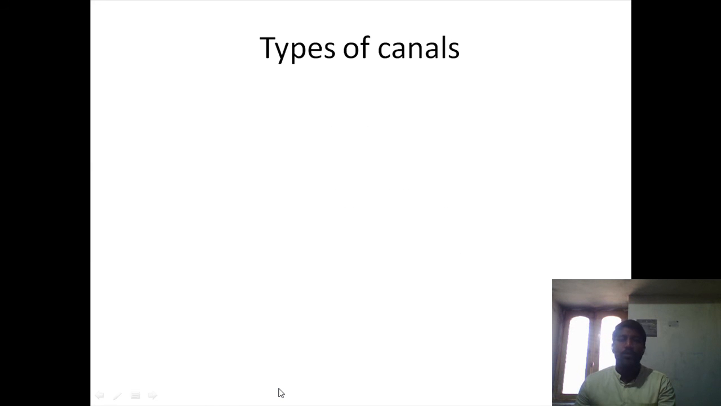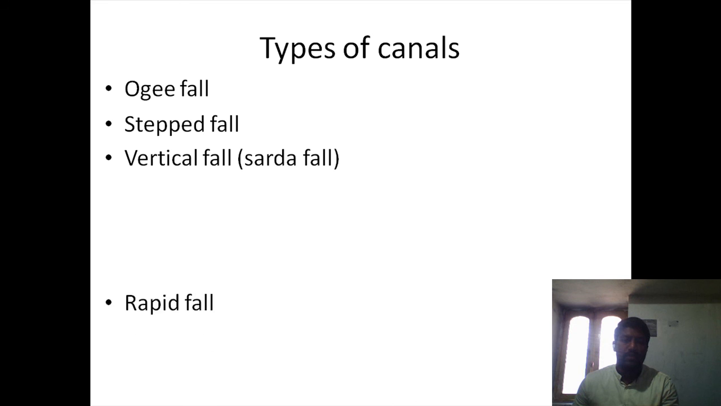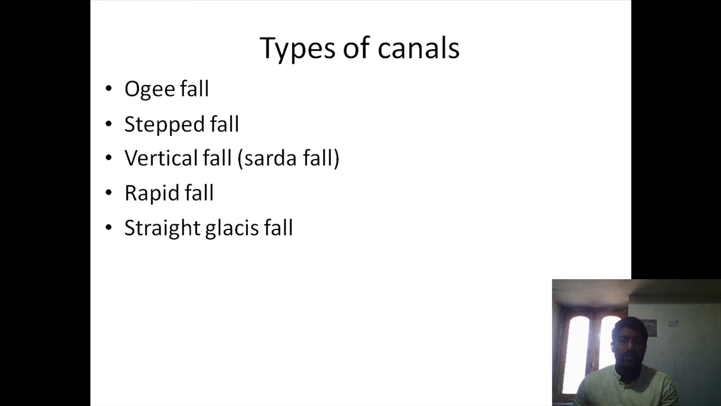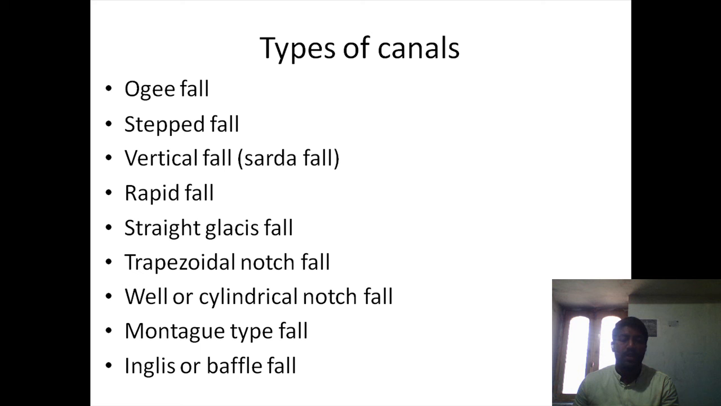Types of canal falls. How many types of falls are there and what are they? We will check it once. Ogee fall, stepped fall, vertical fall, and rapid fall, straight glacis fall, trapezoidal notch fall, well or cylindrical notch fall, Montague type fall, and finally English or baffle fall.